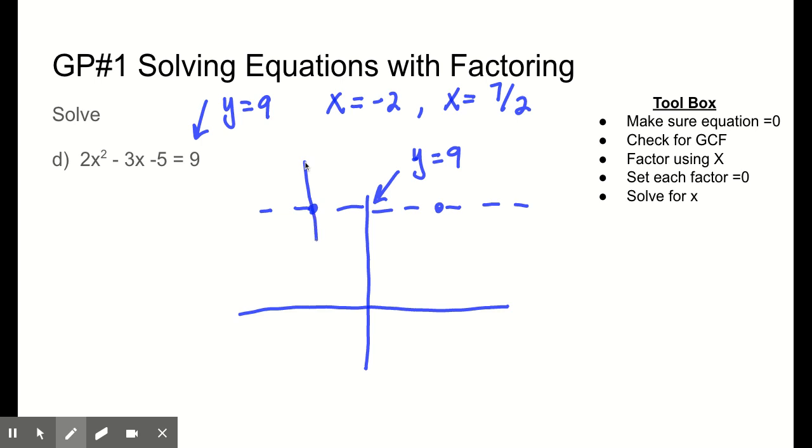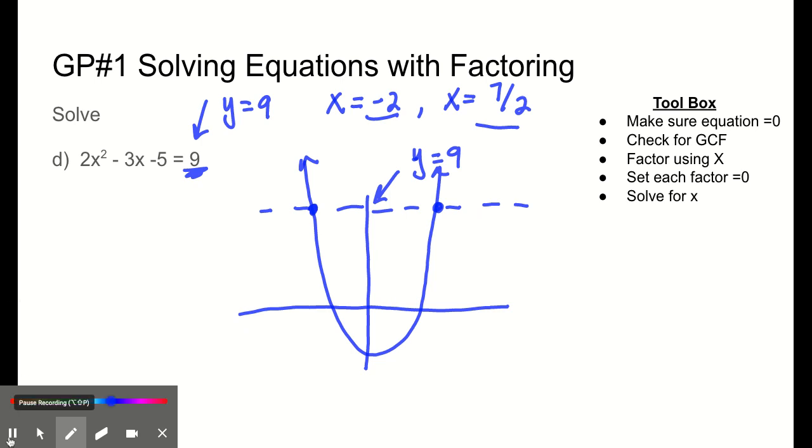So we're going to have a parabola, something like this. And again, because it was equal to 9, the x values are negative 2 and 7 over 2 when y is equal to 9. This is solving with factoring. Make sure you answer your essential question.